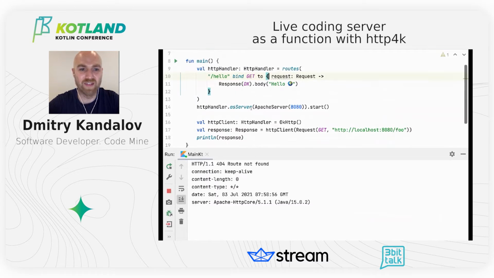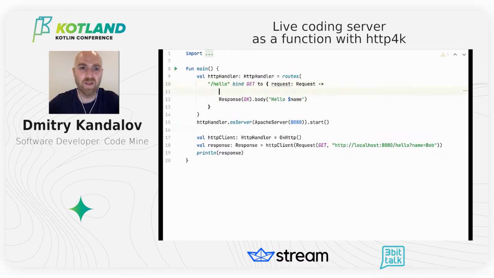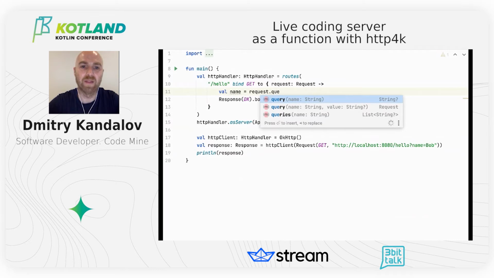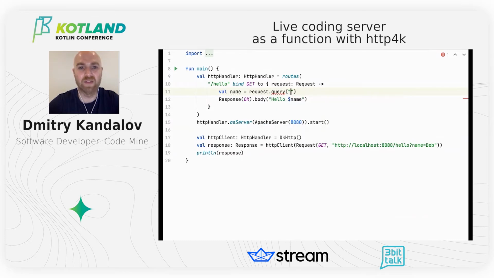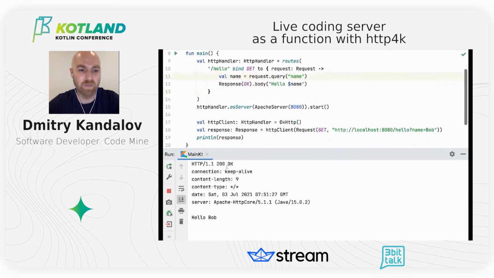If we run this now, we would expect 404 because we are binding our code to /hello, not to foo. We also can maybe pass a name and customize our hello to be more personal. So let's say we have name, and then we can extract the passed-in query from the request using this query function. And so now I would expect to see hello Bob as a response from the server. So we get back hello Bob.